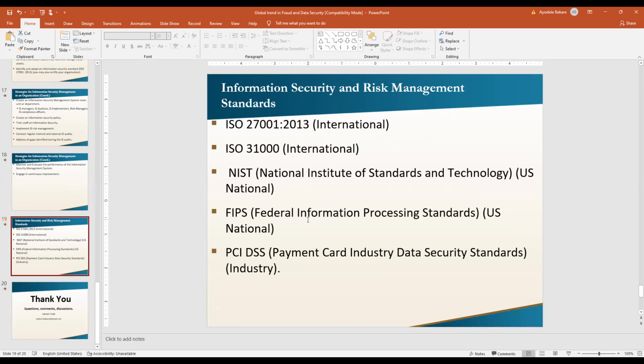Let me just go over this. It just shows examples of information security and risk management standards. Like I mentioned, you have the ISO 27001, an international information security standard. You also have the ISO 31000, which is an international risk management standard. You have the National Institute of Standards and Technology, which is a national standard within the US. You also have the Federal Information Processing Standard, which is also a national standard within the US. Then finally, you have the PCI DSS, the Payment Card Industry Data Security Standard, which is very prevalent within the banking industry.